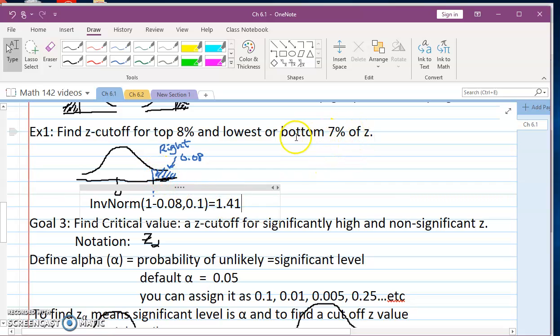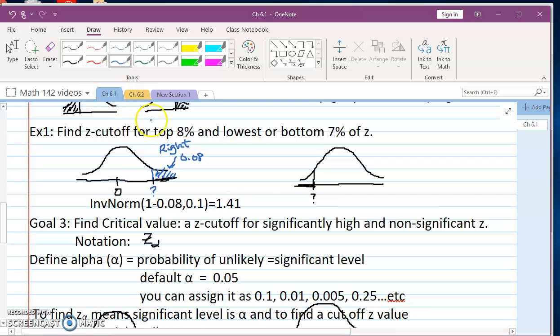But what about the bottom 7%? So let's draw the bell curve. Whenever you find any of these cutoffs, you should draw the bell curve. The bottom value of z is, of course, on the left side. We don't know what it is, but the percentage, meaning the area, is 7%. So I will shade this area to be 0.07 because it's the bottom, right? Bottom is this one. So what's the command?